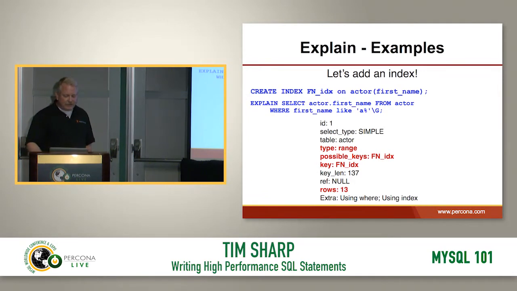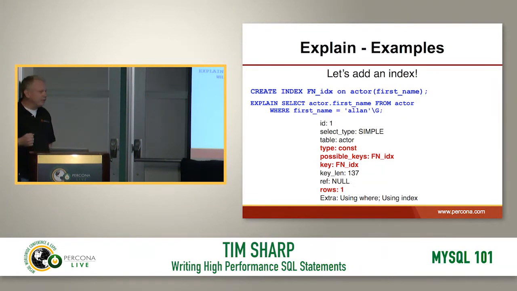If we look at another select statement where I had it equal to an actual constant, Alan, so give me all records where the first name of the actor is Alan, we see that the type is constant, which is your best type of join between tables. It still used the fn_idx index, and it resulted in only 1 row needing to be examined. I would suggest that as you work with your queries, get used to the explain tool, learn it much more than I was showing here. It really can help you understand and build better queries.